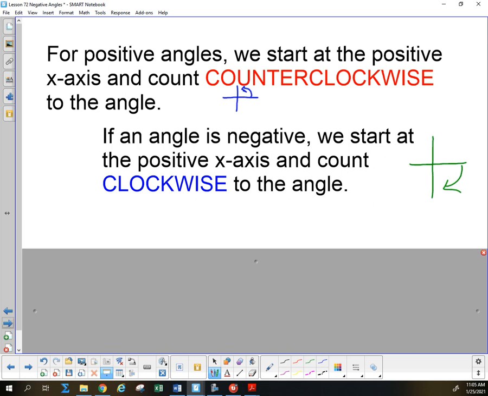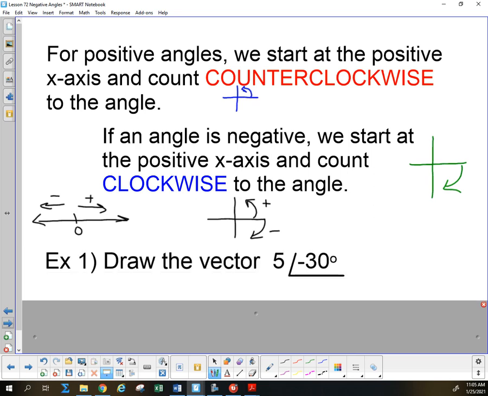So it may help you to think of it like a number line: positive goes one direction, negative goes the other direction. If you have vectors, positive goes one direction, negative goes the other direction. That is all that the minus sign accomplishes. So let's start off with our first one.